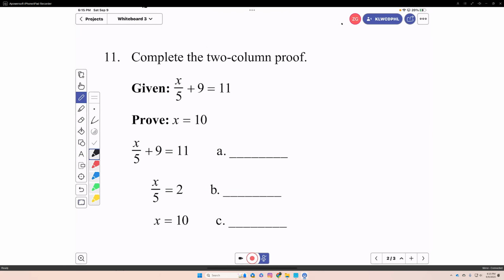This is a two-column algebraic proof. You always start with the given. So it says x over 5 plus 9 equals 11. So that's the given. The reason is given. So now you have to ask yourself, what happened from A to B? Well, you notice that they did subtract 9 from both sides. So that's called subtraction property. And why is that called subtraction property? Because they're subtracting from both sides.